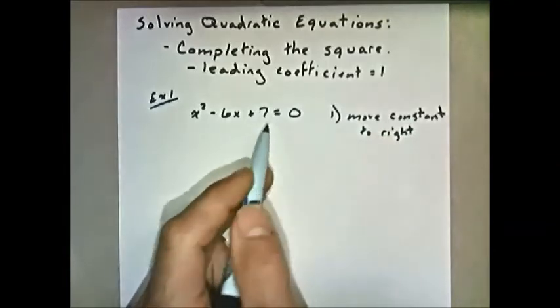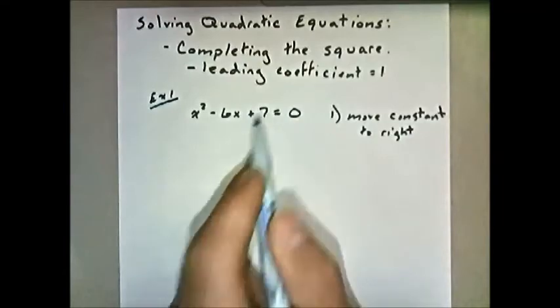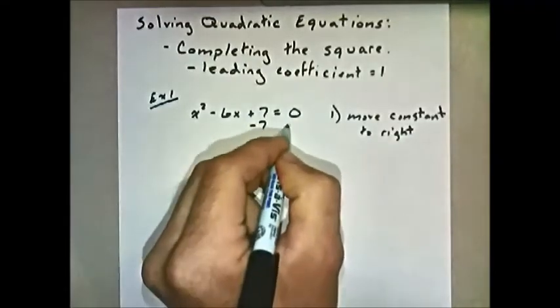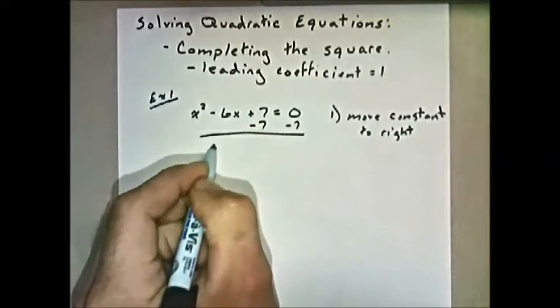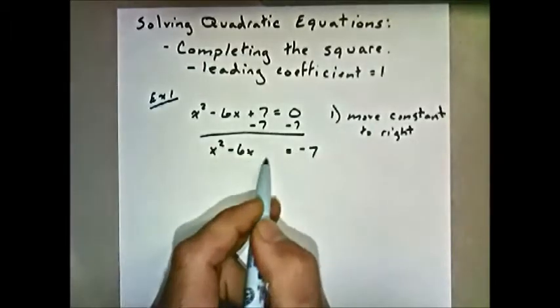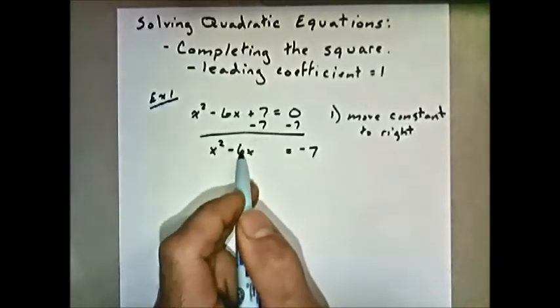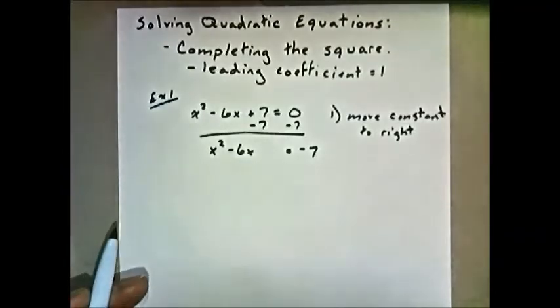Now this is different from our factoring. Remember, in our factoring we wanted it equal to 0. This time we don't. So we're going to subtract 7 from both sides. We get x squared minus 6x equal to negative 7. Notice I've left a space between my linear term and my equal sign.